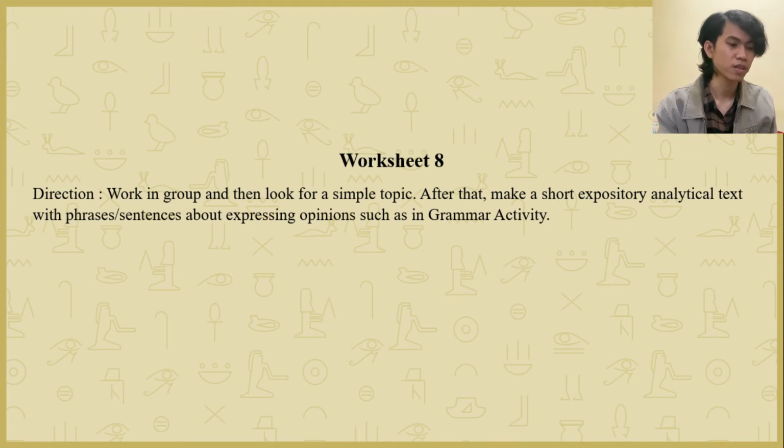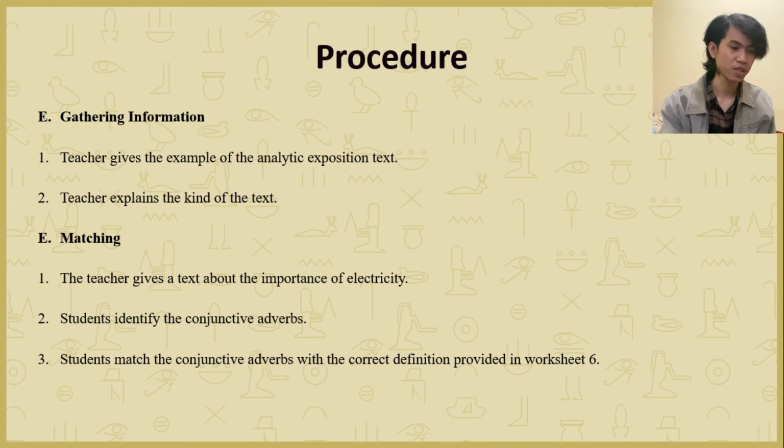Alright, and then there is a procedure to conduct this material. The first procedure is about gathering information. So in the reading activity, the teacher gives the example of the analytical expository text, and then the teacher explains the kind of text. After that, teacher and students might discuss the text. The discussion might be about the generic structure, the tenses of this kind of text, and the characteristics of this text.